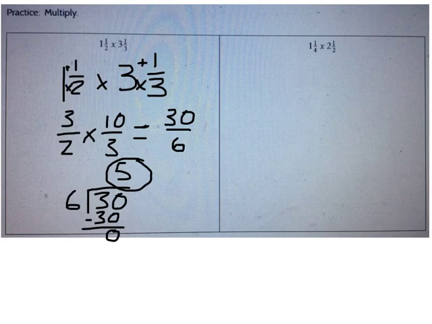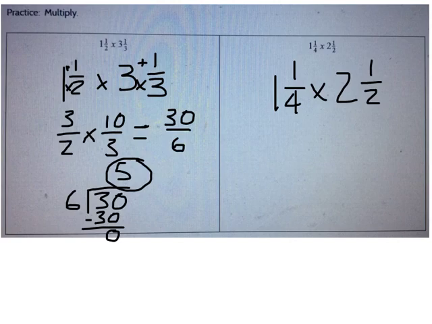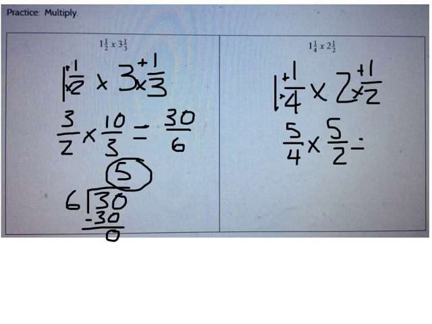Let's do another. What's 1 1/4 times 2 1/2? First, I need to convert both of these mixed numbers into improper fractions. How do I write 1 1/4 as an improper fraction? Well, 1 times 4 is 4, plus 1 more is 5/4. How do I write 2 1/2 as an improper fraction? Well, 2 times 2 is 4, plus 1 more is 5/2. What's 5/4 times 5/2? It's 25/8.